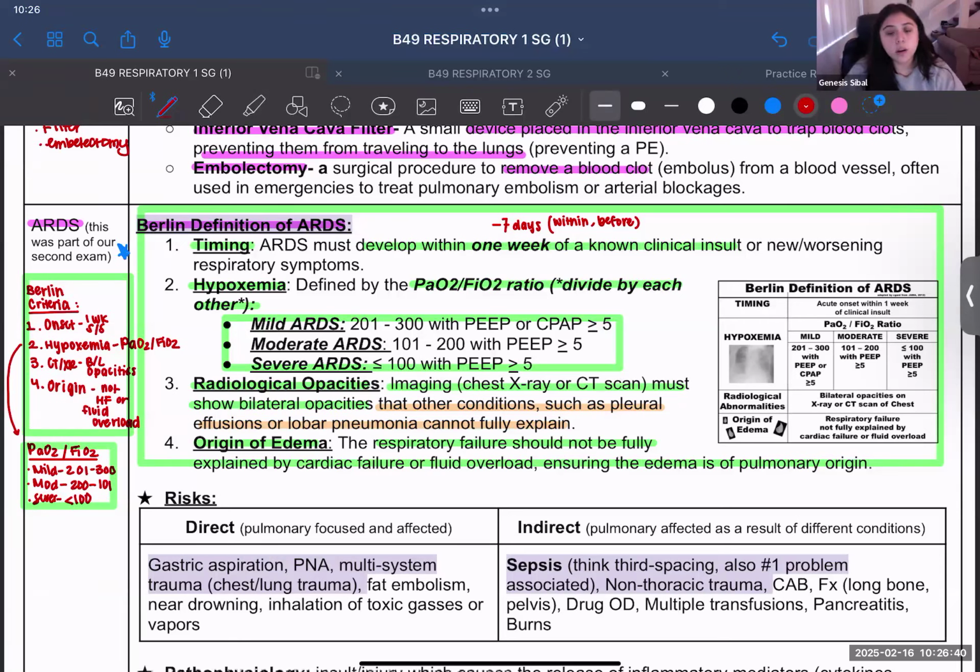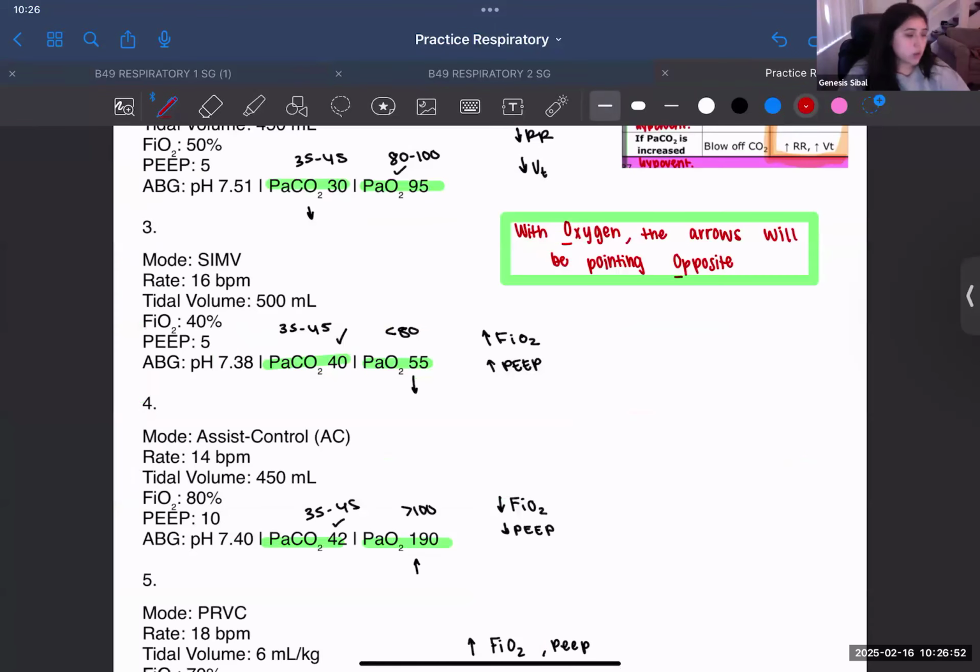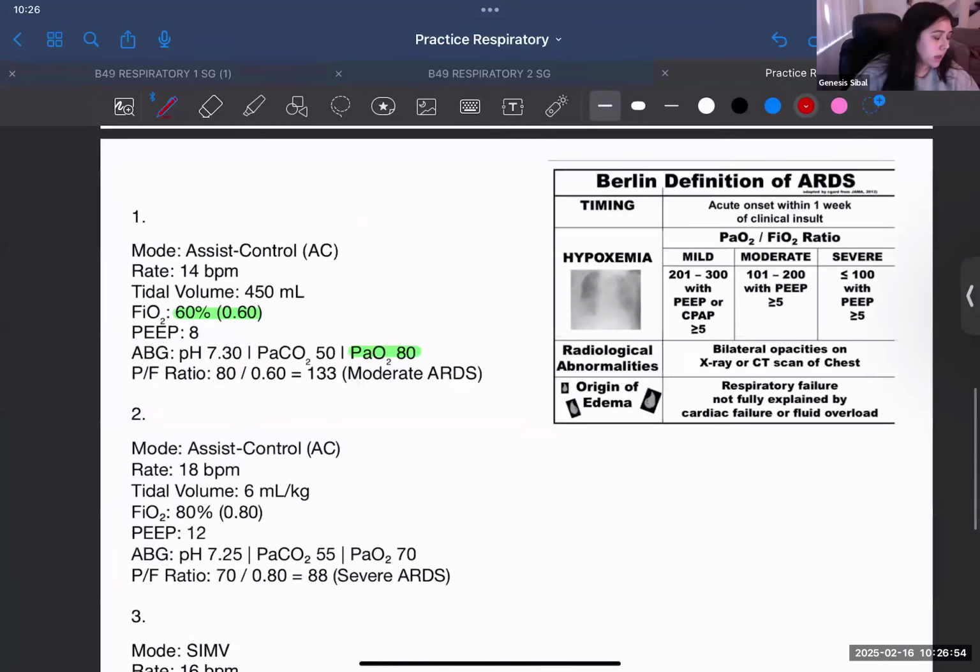So really all you have to remember is if it's above 300, it's normal. If it's below or equal to 100, it's severe, right? And then going up from there. So she will ask you that. She'll ask you that in these questions. So we'll go over that in a second.